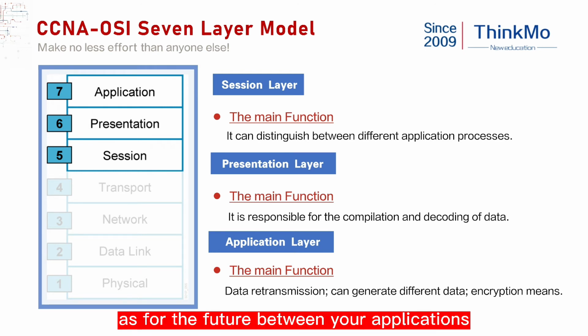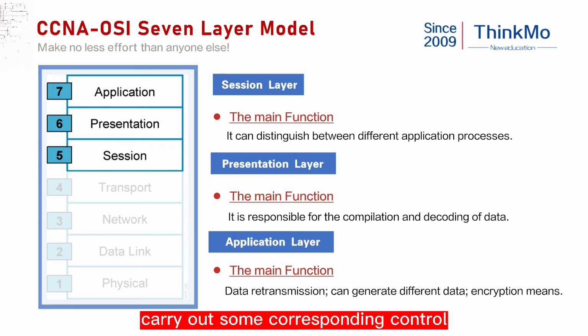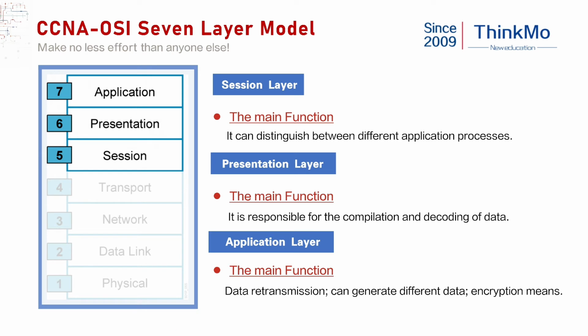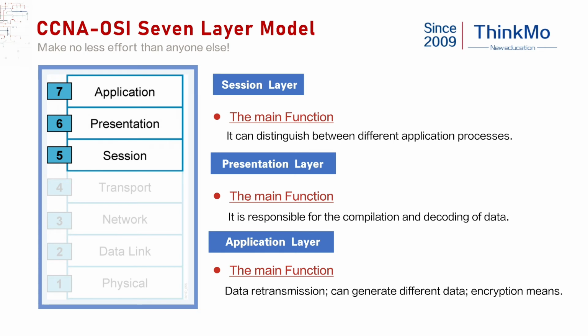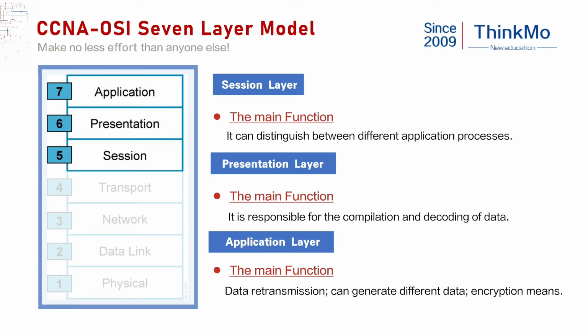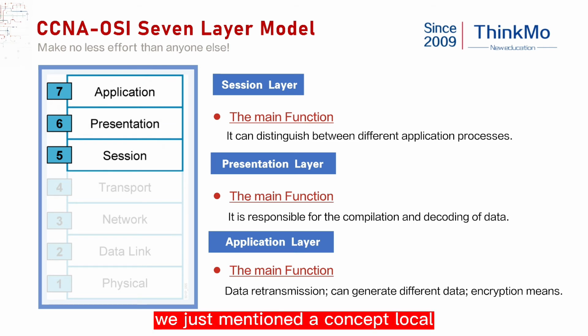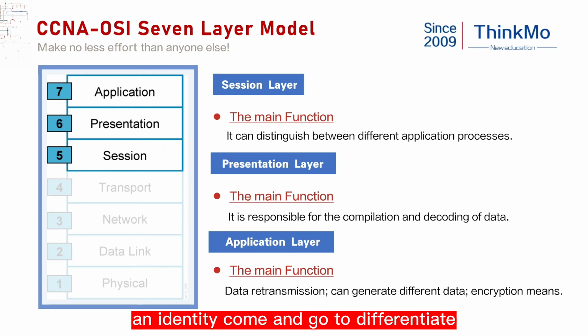As for how applications verify each other, what means of control are carried out, how to encode, how to decode, how to handle compatibility, this is what the application layer needs to do. That's what developers do. But let's briefly talk about the upper three layers, though I won't be too specific. We just mentioned a concept: locally we have a port number, an identity used to differentiate between different apps on my device.